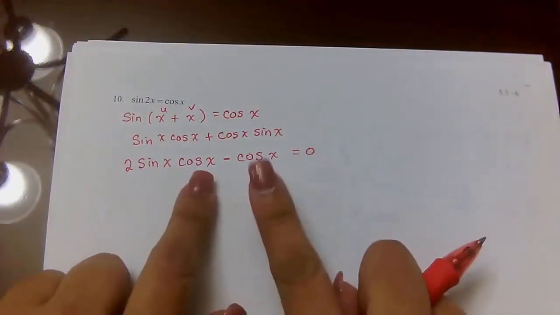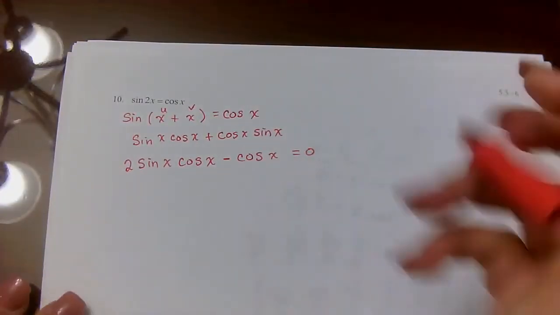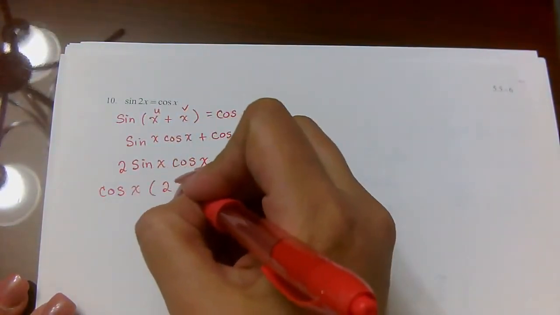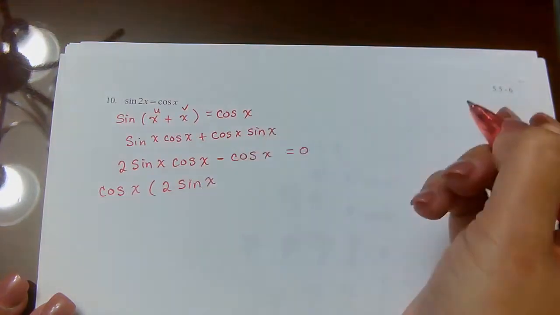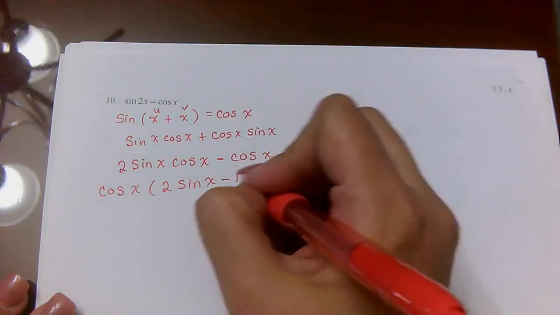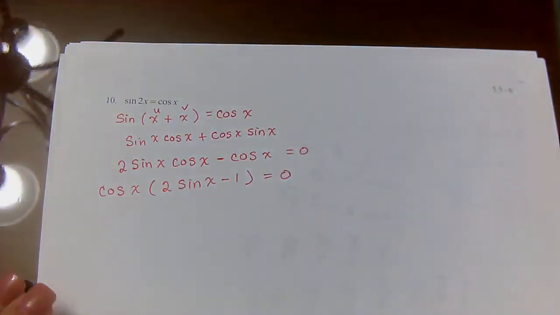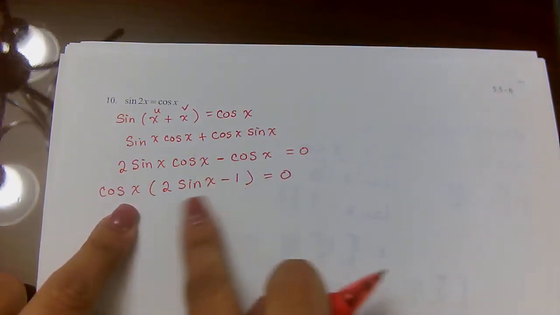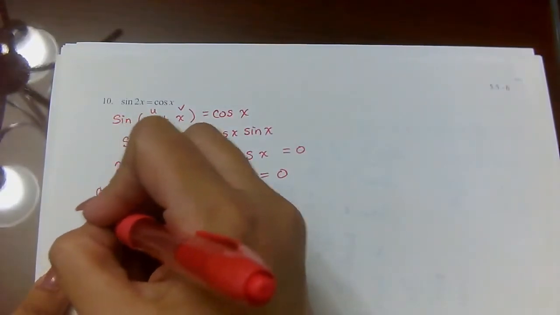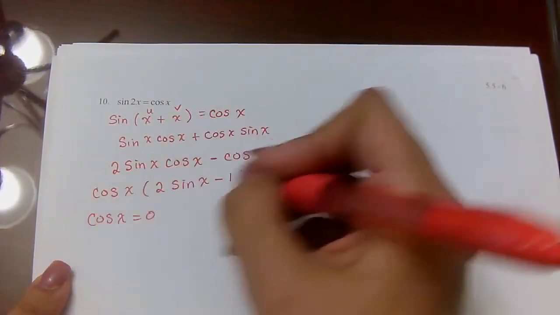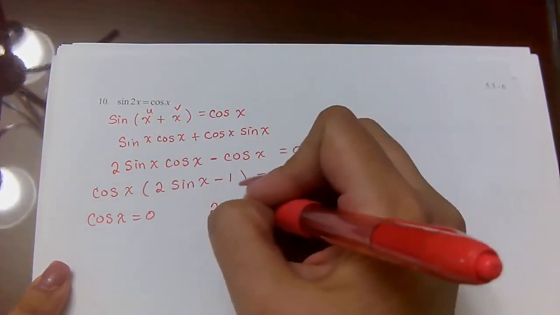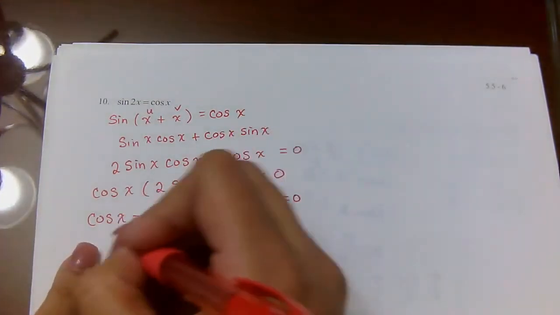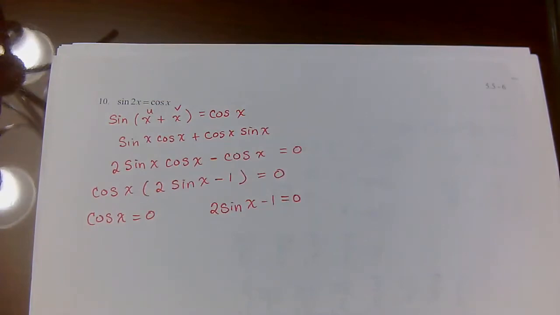And then hopefully now you can see you can factor out a cosine. So I'm going to factor out the cosine x, and I'm going to be left with 2 sine x minus 1 is equal to 0. Now that you have it set equal to 0, this can be equal to 0 or this can be equal to 0. So I'm going to do cosine of x equals 0, or 2 sine of x minus 1 is equal to 0. Okay, so use your unit circle.